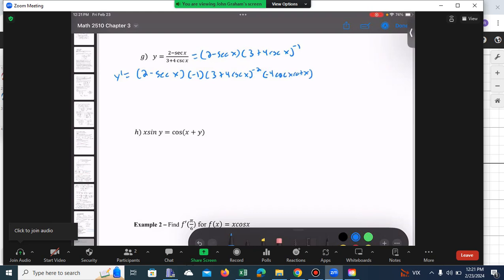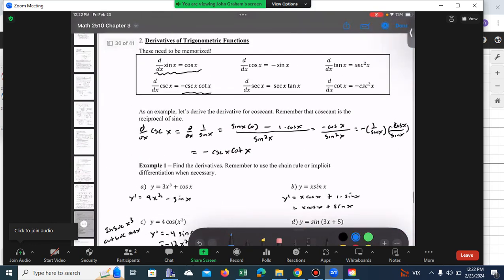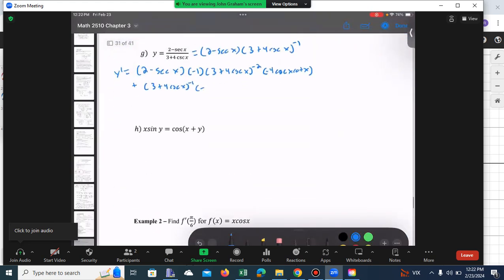Okay. And that's just one side. Then we'll add 3 plus 4 cosecant x of that constant. Take the derivative of 2 minus secant x, which is just going to be the derivative of a negative secant x, which is secant x tangent x. So negative secant x tangent x.